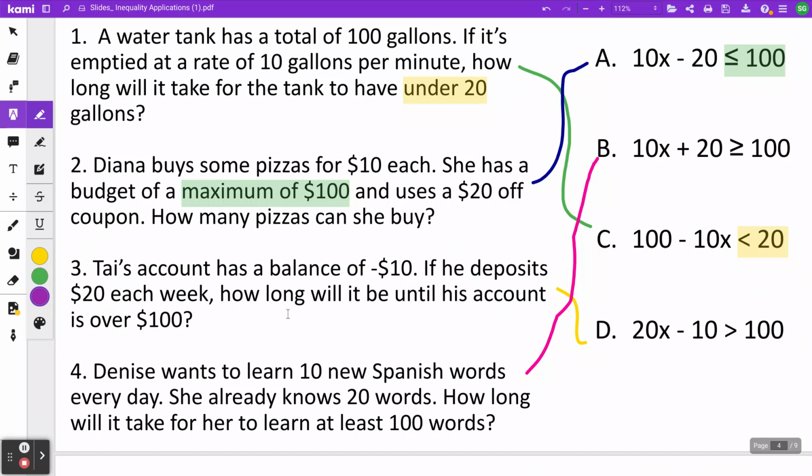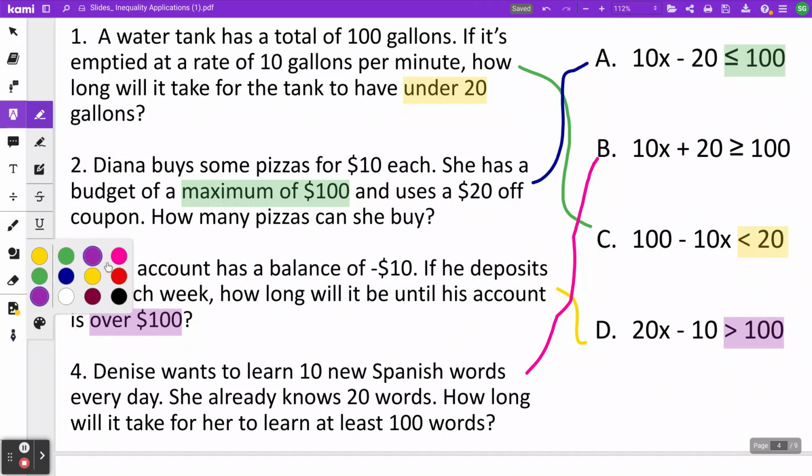Next, number 3, you should have matched that with D. We've got his bank account starts at -10, so that's that -10 there at the second term in our inequality. He's depositing 20 each week. That's a positive 20 each week. That's our 20x. And then again, we're looking for over 100. We saw that word over before. That's our greater than sign right there.